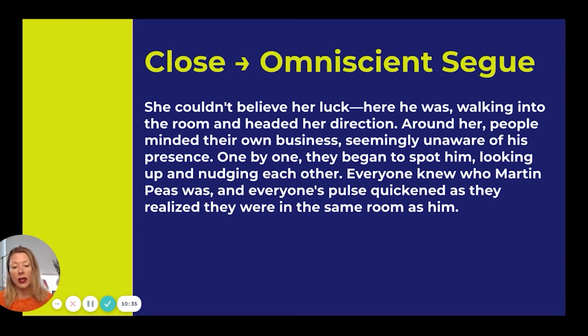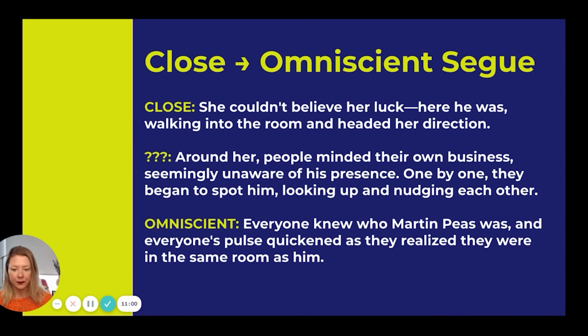So here we have a sentence that's a bit of a blur of close and omniscient. And then our last sentence is full-blown omniscient. Everyone knew who Martin Pease was, and everyone's pulse quickened as they realized they were in the same room with him. So as a paragraph, I think it works, at least perspective wise, and I think it works because of that segue. That's a bit of a blur.